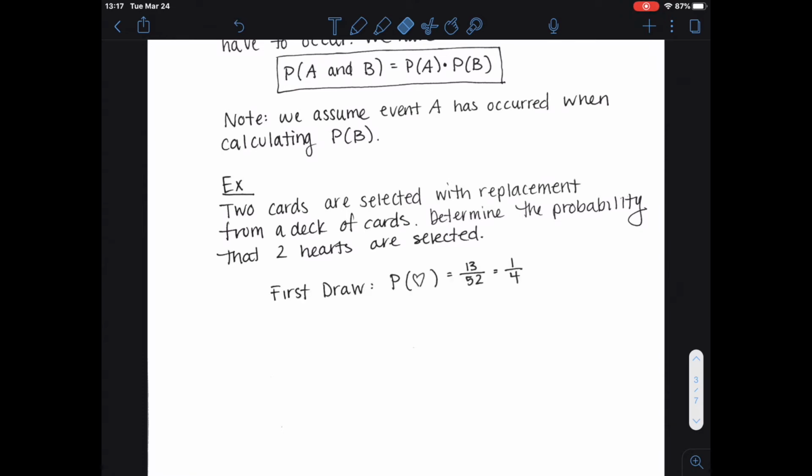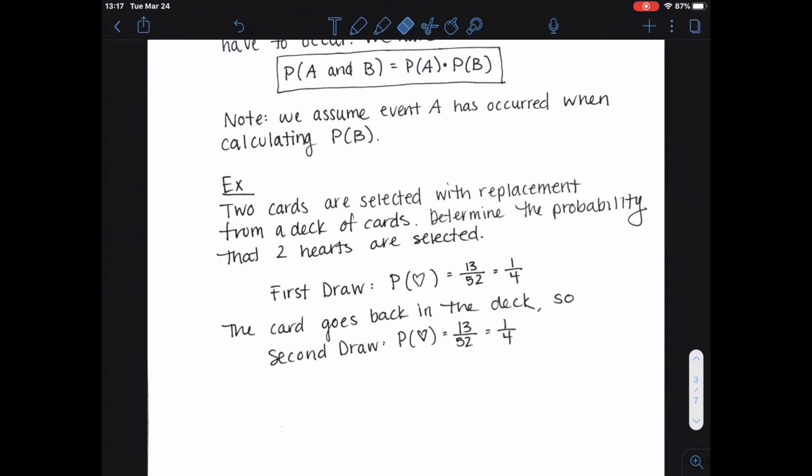So that would be 13 out of 52, or again, you have a 1 in 4 chance of getting a heart, because there's 4 suits. So now this card is going to go back in the deck. So when you look at the probability of the second draw, you still have the same options. You could potentially pick this card again. So you still have a 1 in 4 chance.